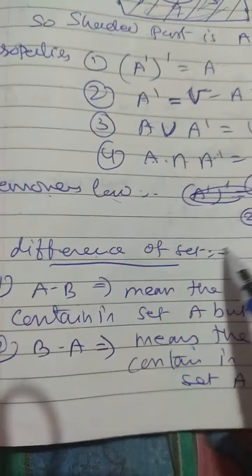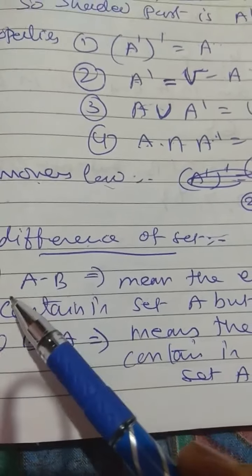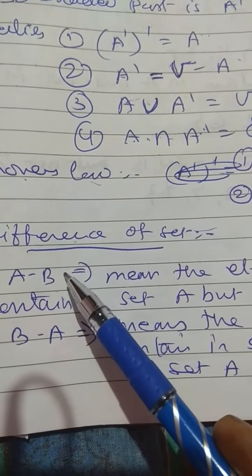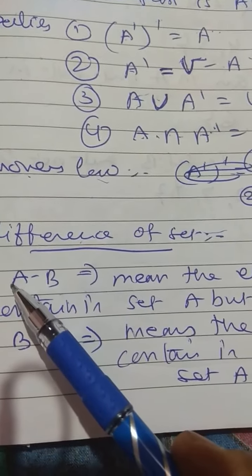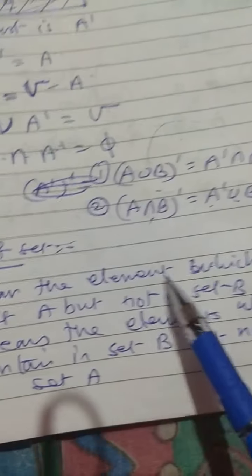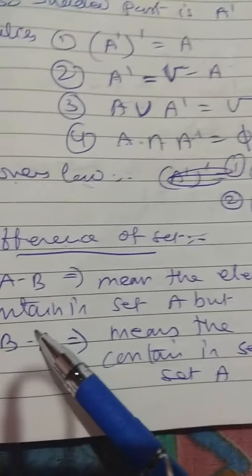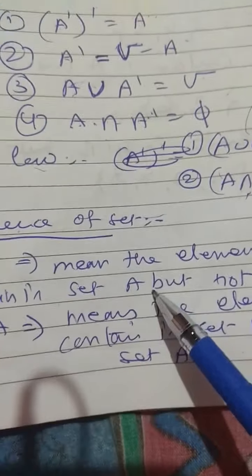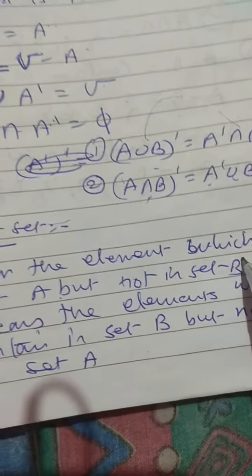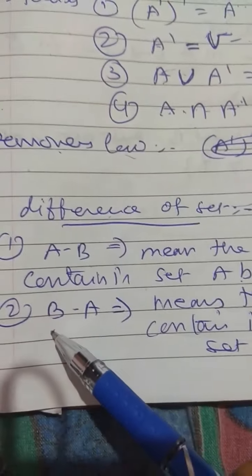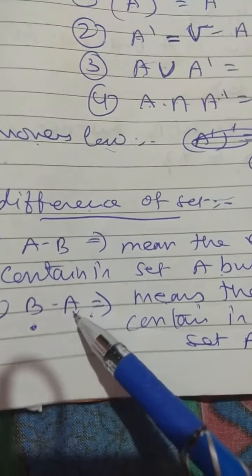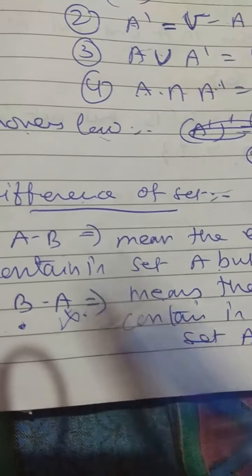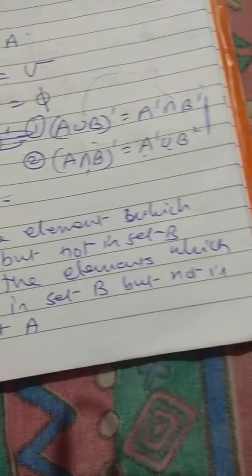Now the difference of sets. A minus B means the elements in set A which are not contained in set B. Only the elements in part A are called A minus B. I repeat again, A minus B means the elements which are contained in set A but not in set B. B minus A means the elements which are contained in set B but not in set A.